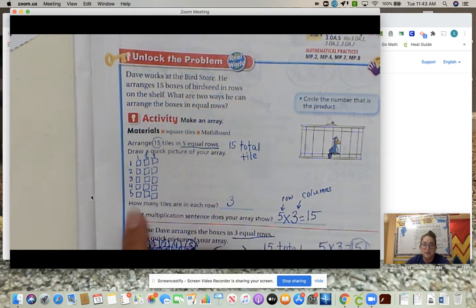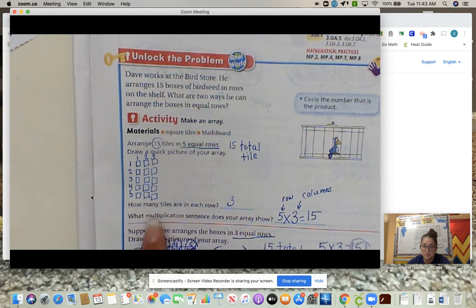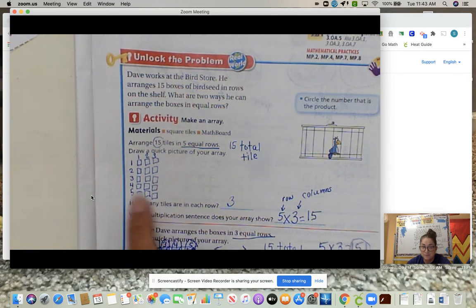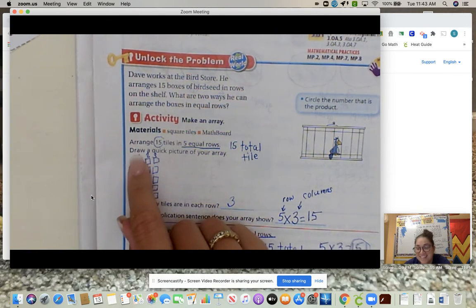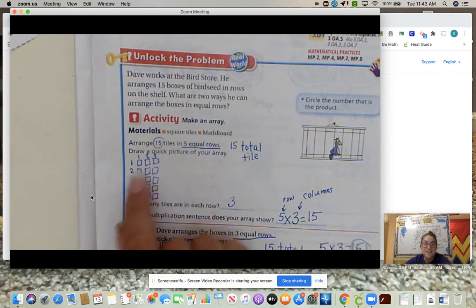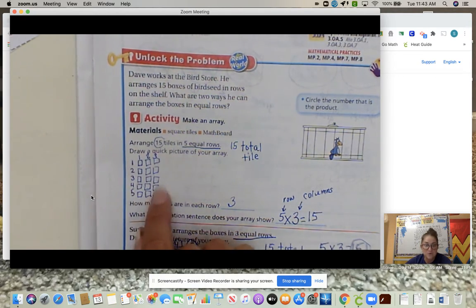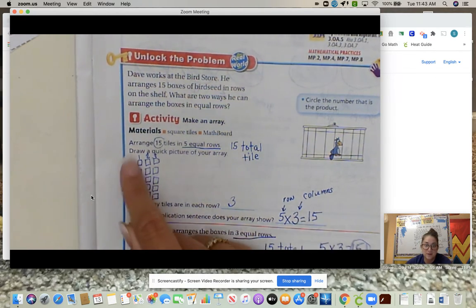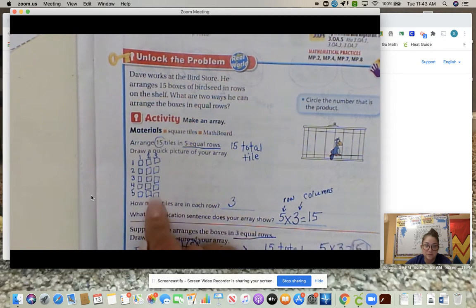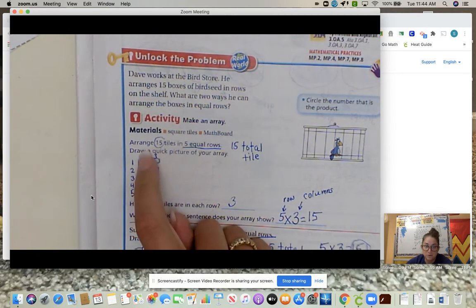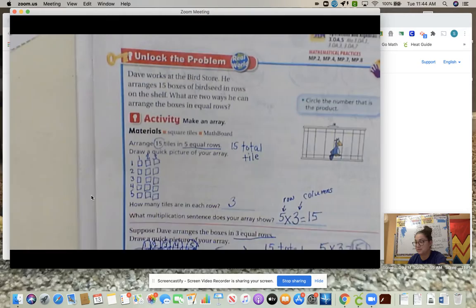I stopped right there. This one is confusing. I don't want to explain it. I don't like that question. So let's jump to the multiplication sentence. We have 5 rows. I always start at 1: 1, 2, 3, 4, 5 rows. How many columns? 1, 2, 3. And you have 15 total when you count all the boxes. So 5 times 3 is 15.